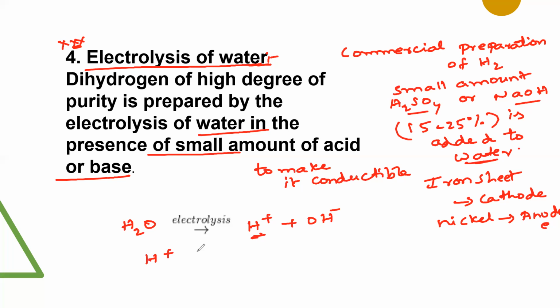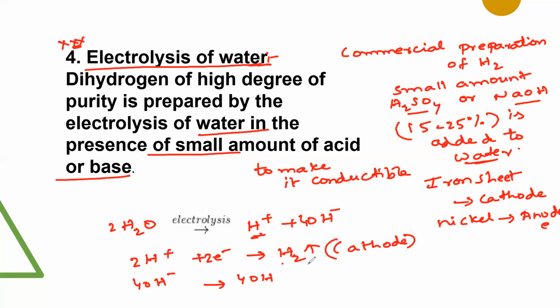These H plus ions go to the cathode. At the cathode, 2H plus ions gain 2 electrons and form hydrogen gas. At the cathode, what is formed? Hydrogen gas. And at the anode, the 4 OH minus ions lose 4 electrons, forming 4 OH, which changes to 2 moles of water plus 1 mole of oxygen gas at the anode. So at the cathode hydrogen gas is formed, and at the anode oxygen is formed.